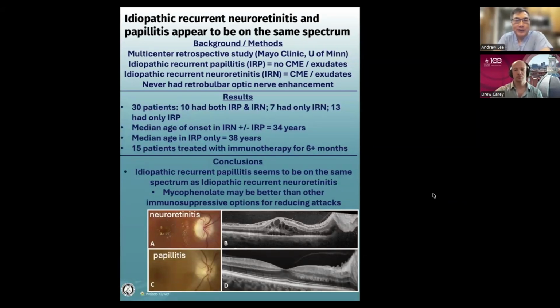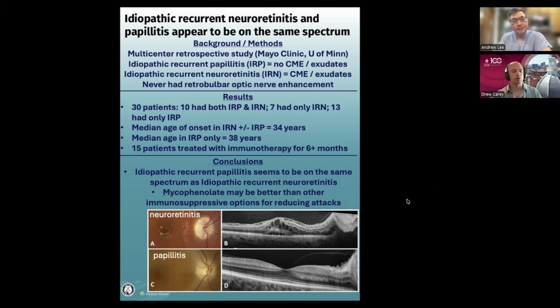I'm here with my good friend Dr. Drew Carey from Johns Hopkins. Hi, Drew. Hey, Andy. And today we're going to be talking about idiopathic recurrent neuroretinitis and papillitis and whether they're on the same spectrum or not. So, Drew, maybe you could just give us a background about why this is even an important question.